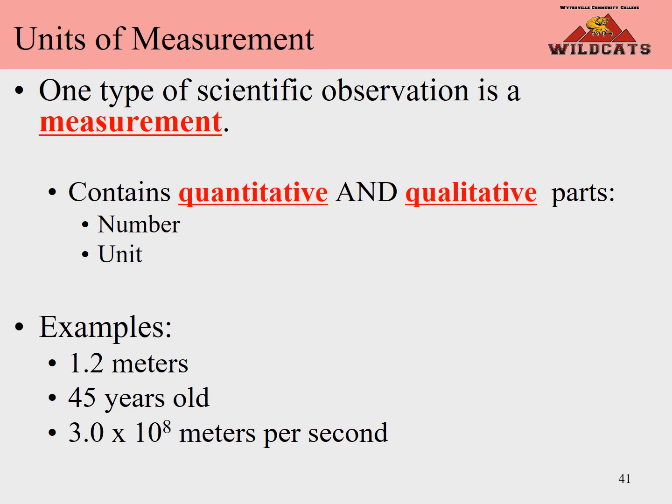So the units of measurement. One type of scientific observation, of course, is a measurement. This is where we get into the numbers. It contains quantitative and qualitative parts. Not only does it have a number, but it also has a unit. Notice in our examples, it's 1.2 meters, 45 years old, and 3.0 times 10 to the 8 meters per second. So this is a little bit different from your math class in that now we have units on these things and we're actually measuring quantities. We have to be careful with our numbers.